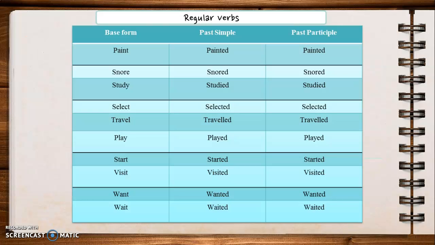Oke, next selanjutnya, when we want to use present perfect tense, it means we have to know the vocabulary about past form, past simple, and past participle. So here regular verbs. Regular verbs means the changing is regular. The changing of the vocabulary is regular. For example, paint and then painted and painted. So we only add ed at the end of the word, yeah. And how about irregular verbs?